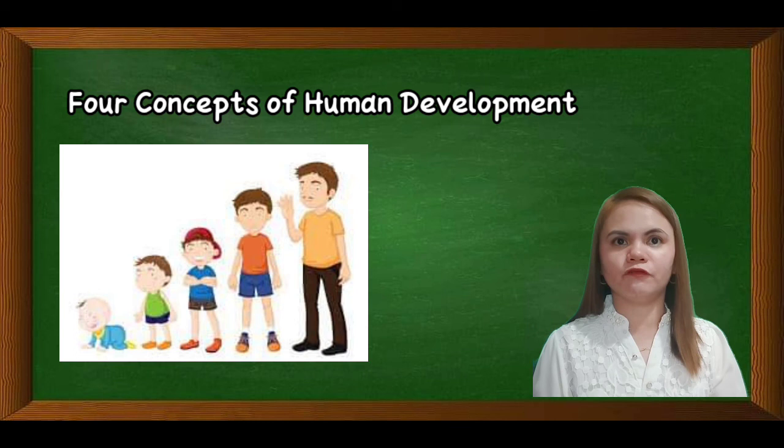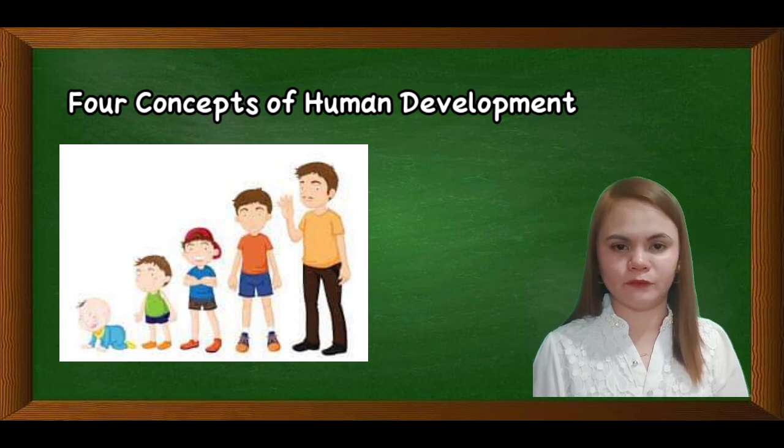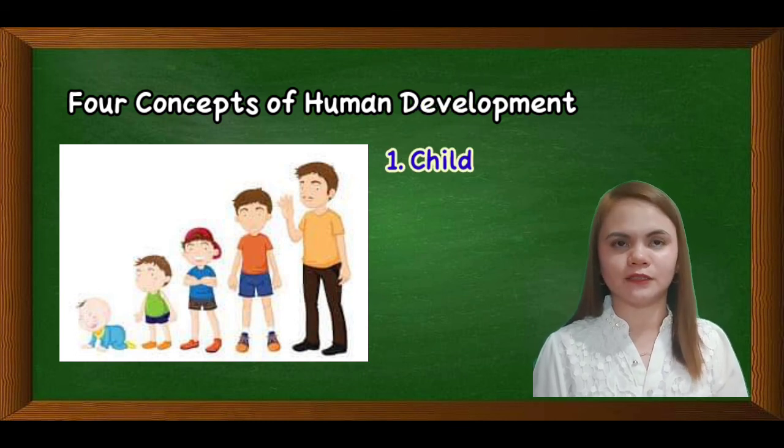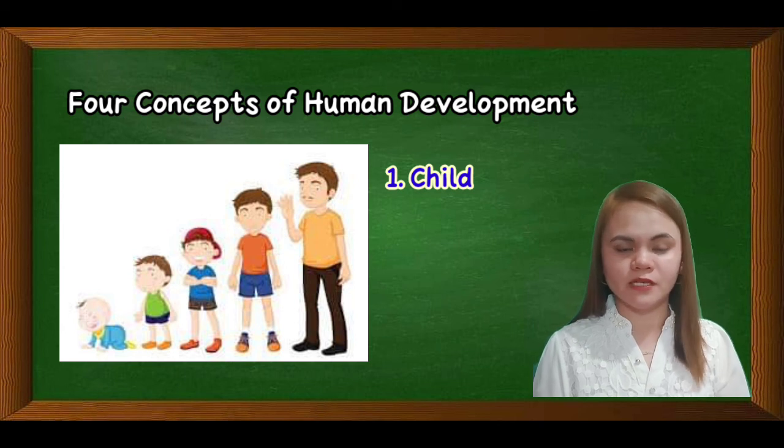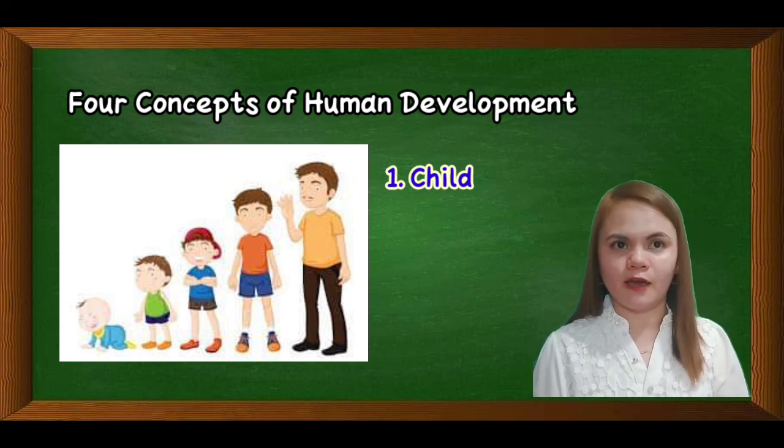Now let's go to the four concepts of human development. Number one is the child. This refers to a young person who is below the age of puberty and the age of legal maturity, which varies among cultures because every country has different cultures.